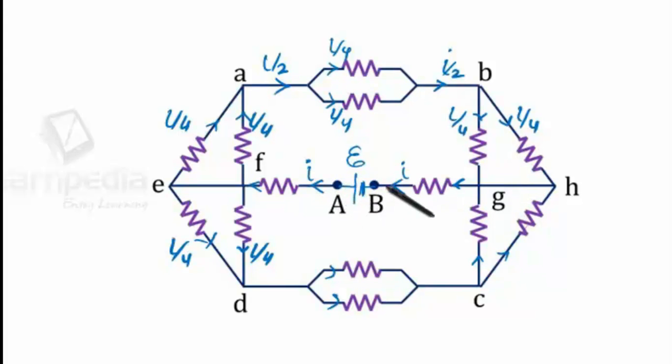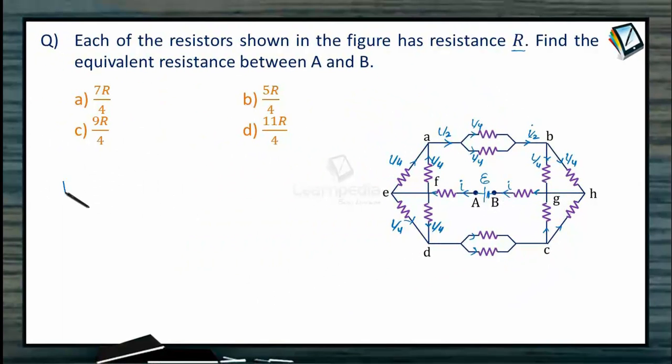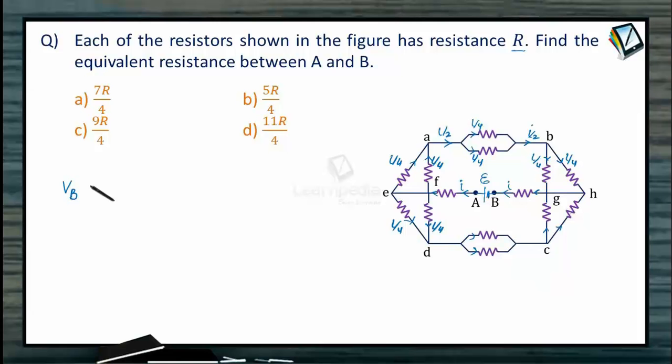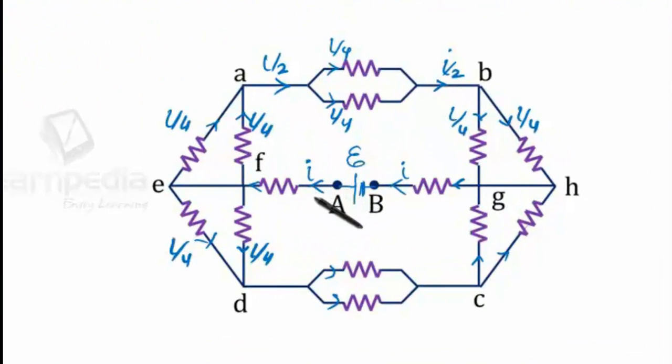Let's start from the point B. Let us suppose that the potential of point B is VB, and we move this way. So we are moving from the negative terminal of the battery towards the positive terminal of the battery. That means potential will grow by an amount equal to the EMF of the battery. In the same manner, we'll move further. So I current is going through this resistance R, and in the direction of current, potential will drop.